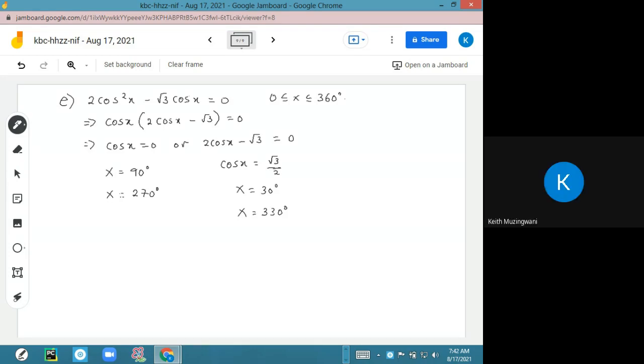So the key thing is, for me to know whether I should change to degrees or radians, I'll always pay attention to the interval they need me to find the values of x. If they give the interval in degrees, I'll present my answer in degrees. If they give the interval in radians and you present the answer in degrees, you get their marks depending on the mood of the marker. Put that in mind.